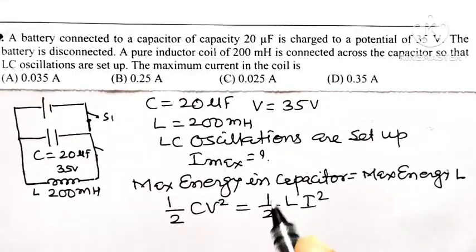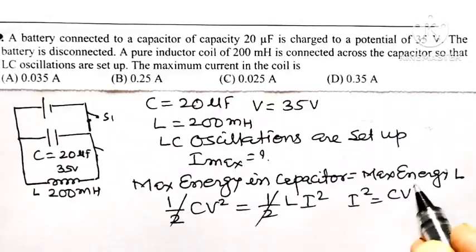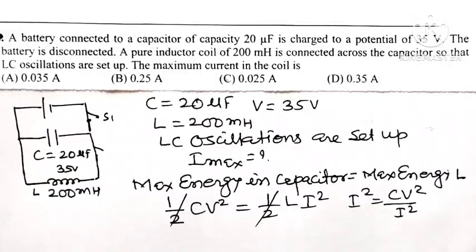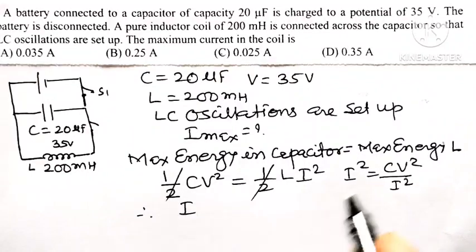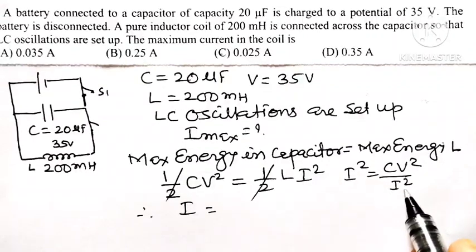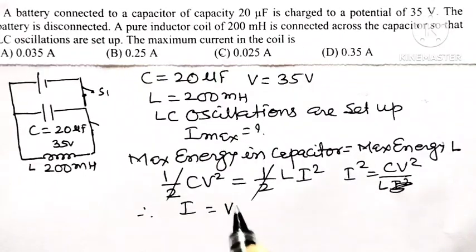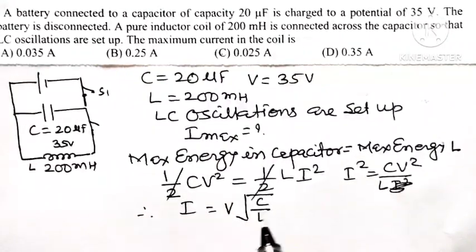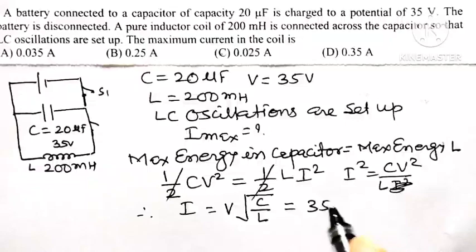So this 1 by 2 on both sides gets cancelled, and we have L I square equal to C V square, or I square is equal to C V square divided by L. Taking square root on both sides, current I is equal to V under root of C divided by L, where the potential difference is 35.